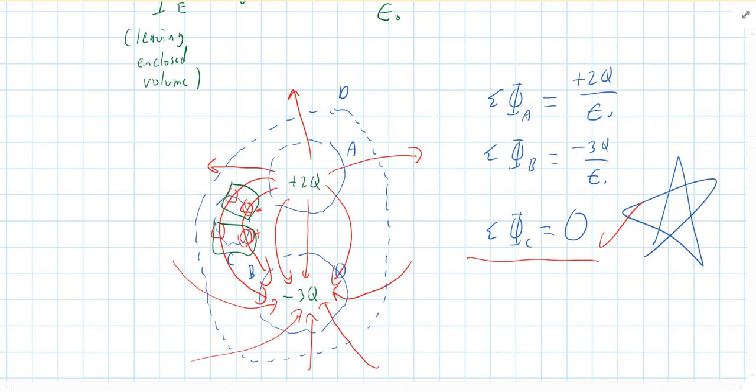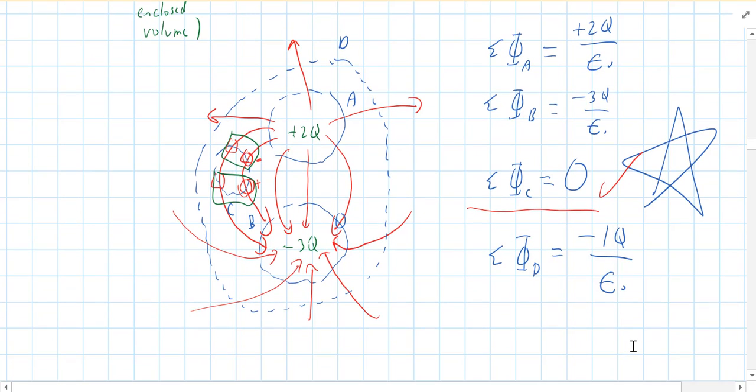Finally, what's the net electric flux leaving surface D? Surface D encloses everything. There's a positive 2q and a negative 3q. The net charge is negative 1q over epsilon naught. So that would be your net flux leaving surface D. Notice it's negative because we have more field lines down here entering than we do leaving up here. We have 3 lines leaving, and the way I've drawn it, we've got 5 lines entering. That's why you have a negative. Remember, negative means entering and positive means leaving.